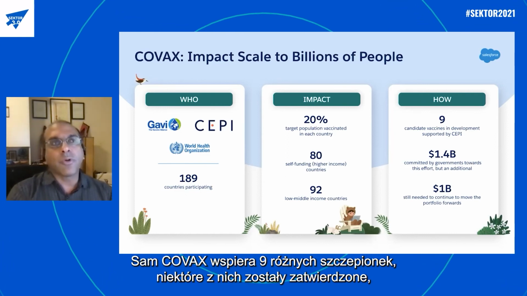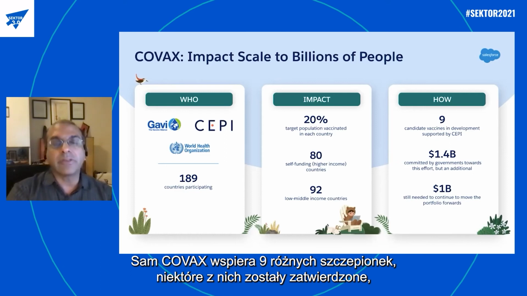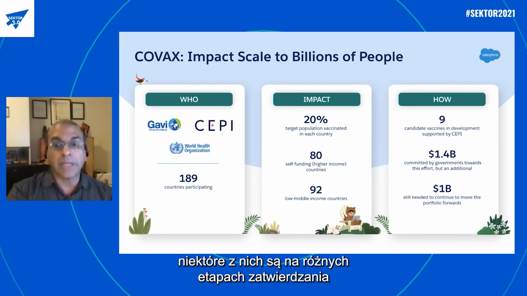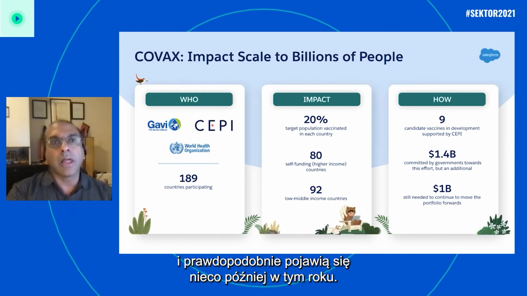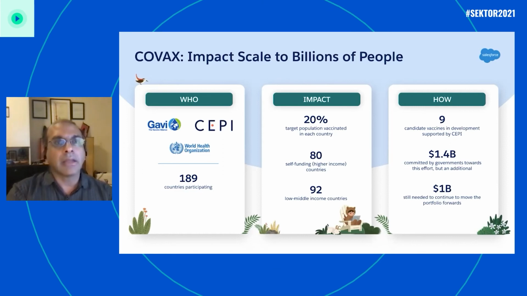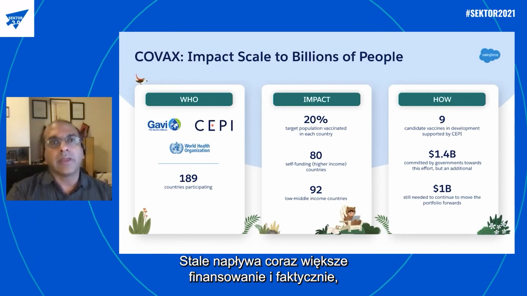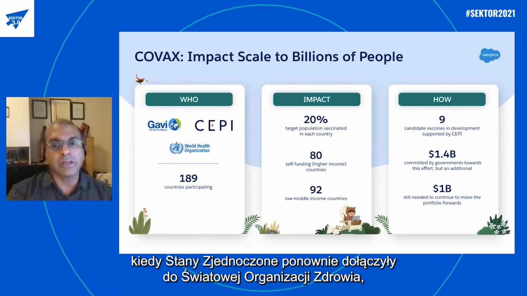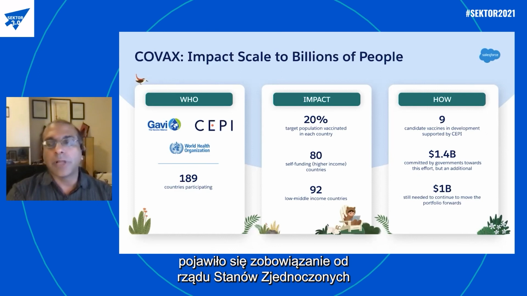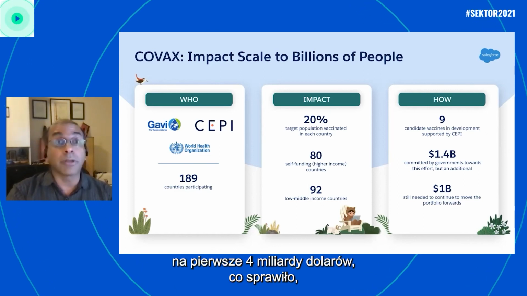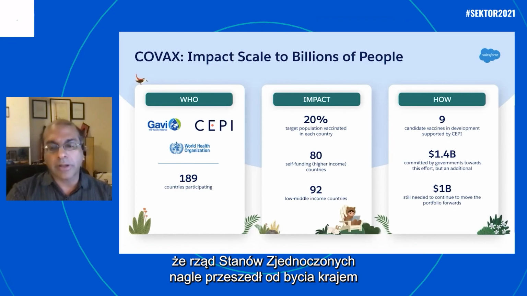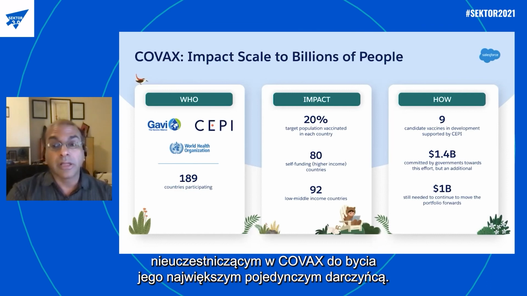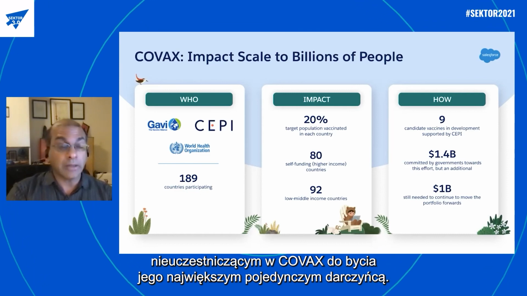Now, COVAX itself is supporting 9 different candidate vaccines. Some of them have been approved. Some of them are in various stages of being approved and will likely come online a little bit later this year. And increased funding is coming in all the time. In fact, when the United States rejoined the World Health Organization, there was a pledge from the United States government for an additional $4 billion, which made the United States government suddenly, from not participating in COVAX, its single largest donor in terms of money.